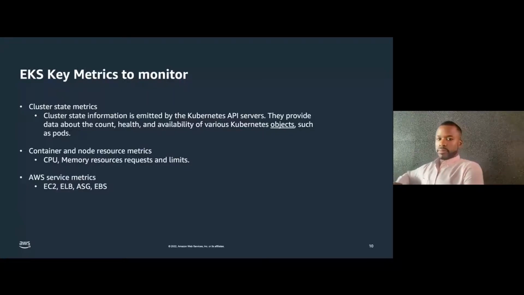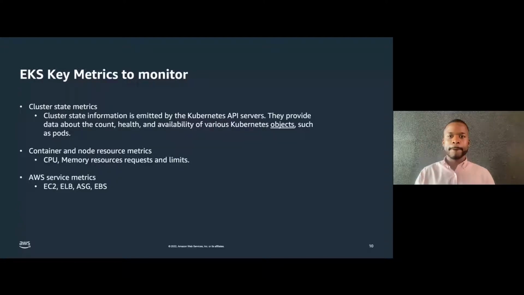So cluster state metrics is regarding the cluster state information emitted by the Kubernetes API. So how many nodes you have inside your cluster? Are those nodes healthy? And what kind of objects do we have inside the cluster? Those are all cluster state metrics. And we can monitor those by installing the Kube State Metrics add-on inside the cluster. So this is the first add-on that we have to install to cover the cluster state metrics.